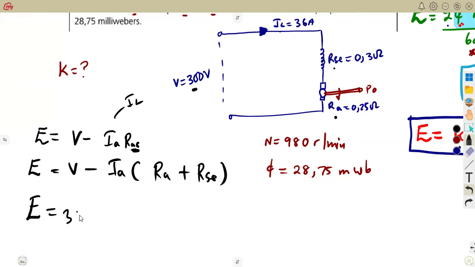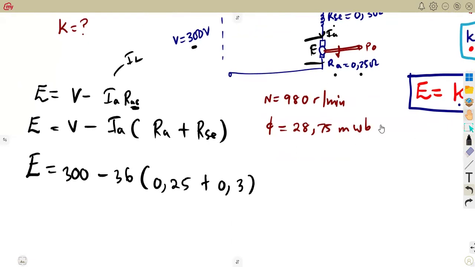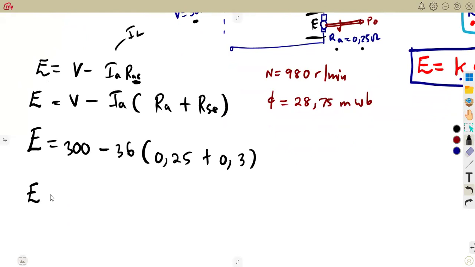So let's substitute. That's 300 minus armature current, which is the same because it's there, that is flowing there. It's the same. As the series field is the same. So you're just going to take 36 into what? Armature resistance, 0.25 plus. Remember your generated EMF here, guys. For your diagram complete here, I'm just giving you a sketch. 0.3 for the series field. So you're going to substitute everything, then your generated EMF is there, which is the back EMF. And that was going to give you 280.2 volts.